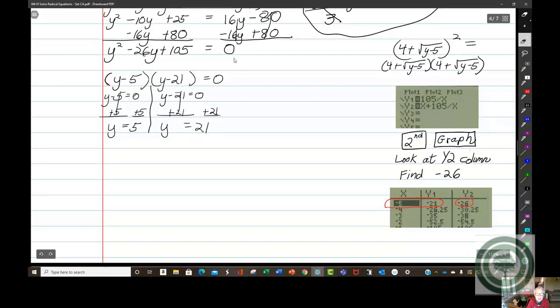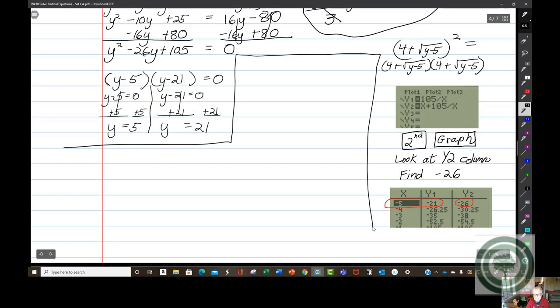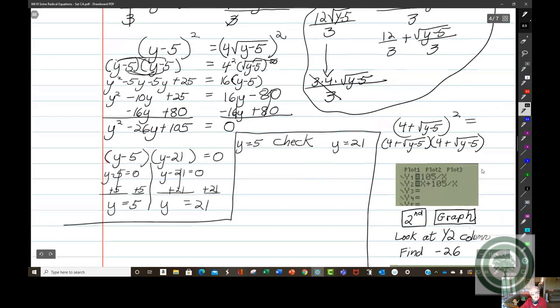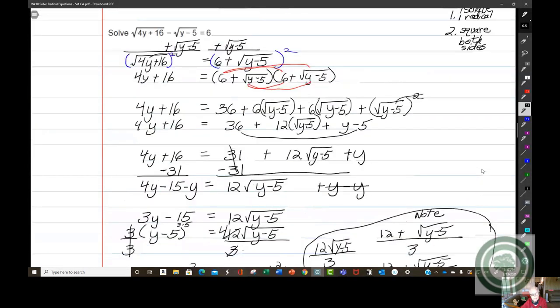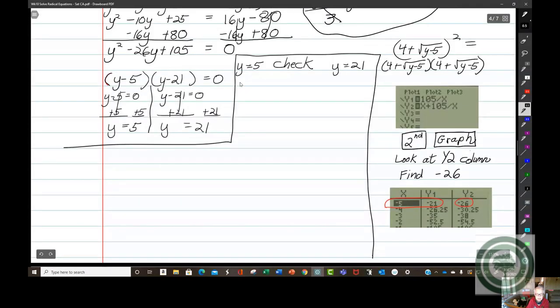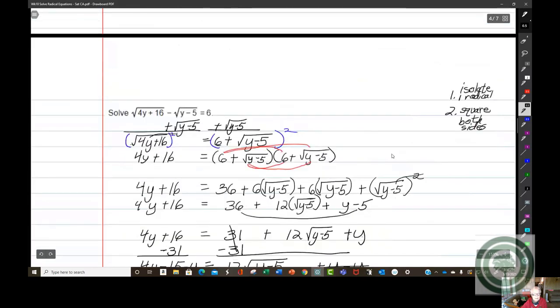Let's check it in here. So this is where we will check. Let's check y equals 5 and y equals 21. And remember, there's no guarantee. Ain't no guarantees here. Square root of 4y plus 16 minus the square root of y minus 5 equals 6.